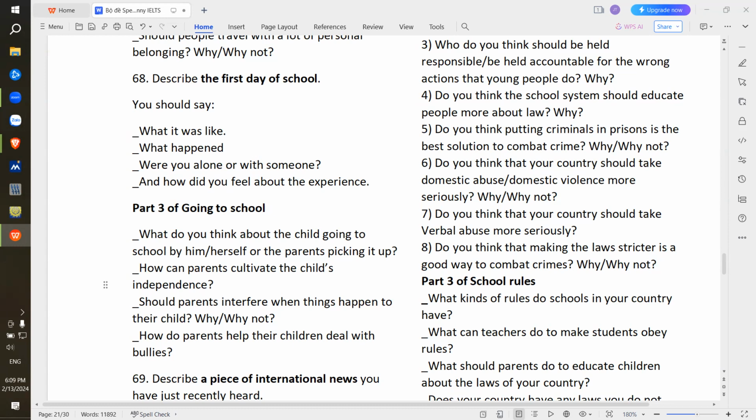Well, think about what would happen. The consequences, or you can think about the repercussions. Repercussions are basically consequences. Repercussions or consequences, the same thing.